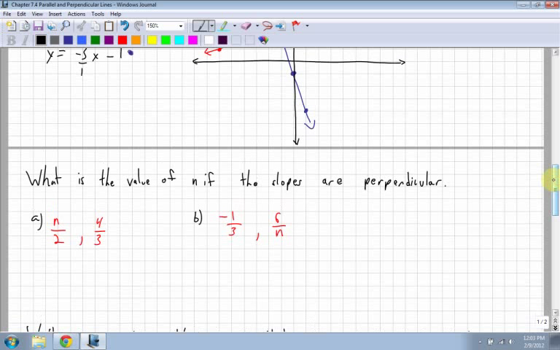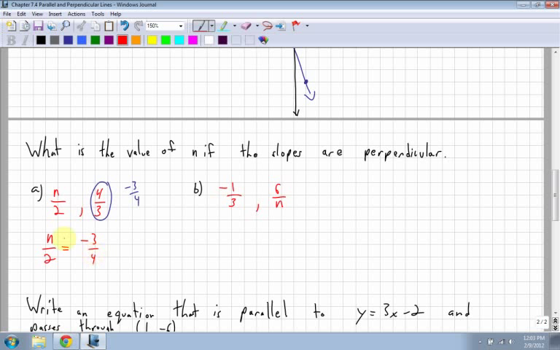Next type of question for these would be, what is the value of n if the slopes are perpendicular? Well, I can't set them equal to each other this time because they're not going to be equal to each other. Remember that they're negative reciprocal, which means that for n over 2 and 4 over 3, if I look at this slope here and take its negative reciprocal, I would get -3 over 4. That's a perpendicular slope to 4 over 3. That means that n over 2 should actually be equal to -3 over 4, the negative reciprocal, right? Because they have to be perpendicular slopes.